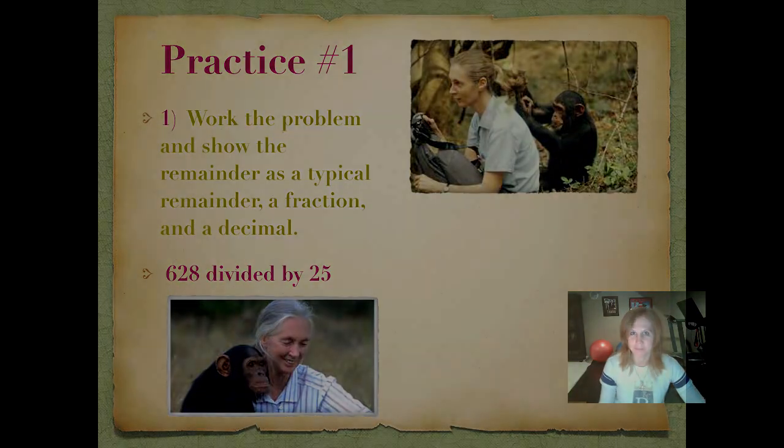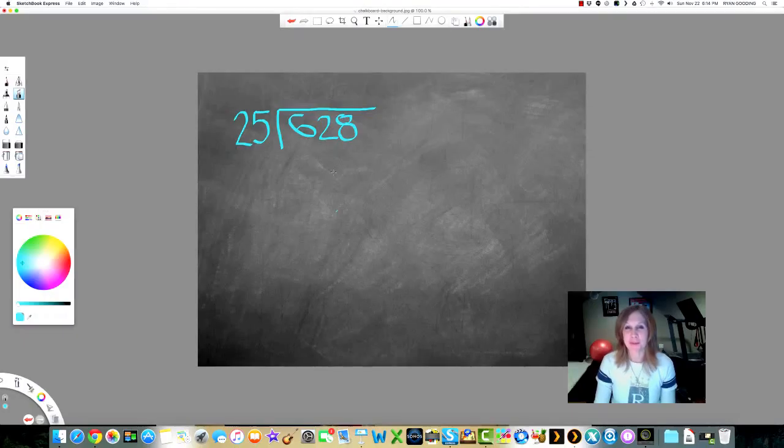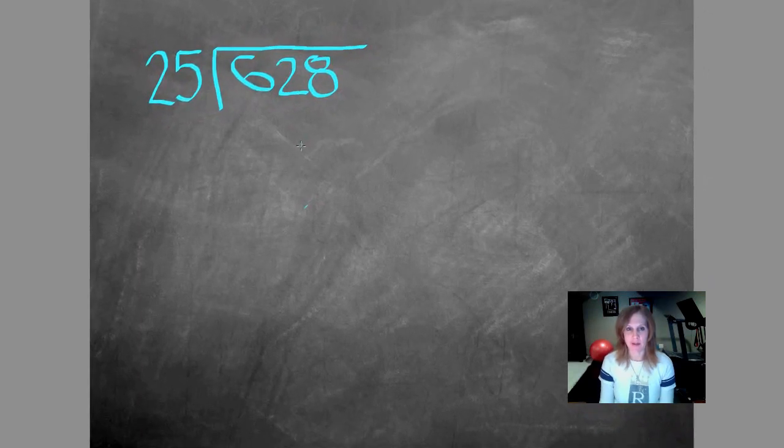So now we're going to work the problem 628 divided by 25, and we're going to begin working it just like we would any division problem. So 25 goes into 6. It doesn't. You can't go into a room that's smaller than you. So we're going to make that room bigger, 62. 25 goes into 62 2 times. 2 times 25 is 50.